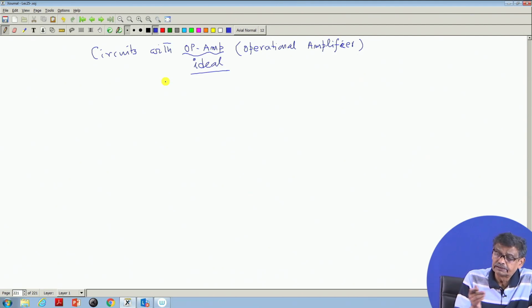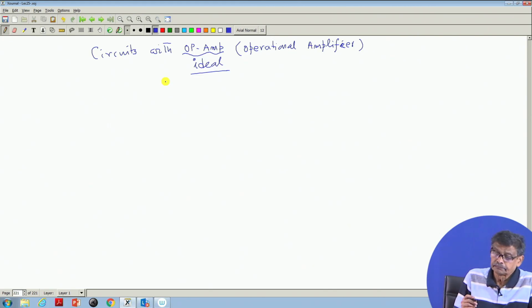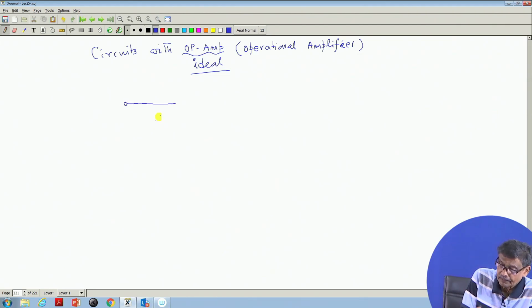Now, the question is, what is an op-amp? Op-amp is actually an amplifier, as the name indicates. The question is, what does it amplify? There will be two input terminals of an op-amp, which can be considered to be input ports. Okay?